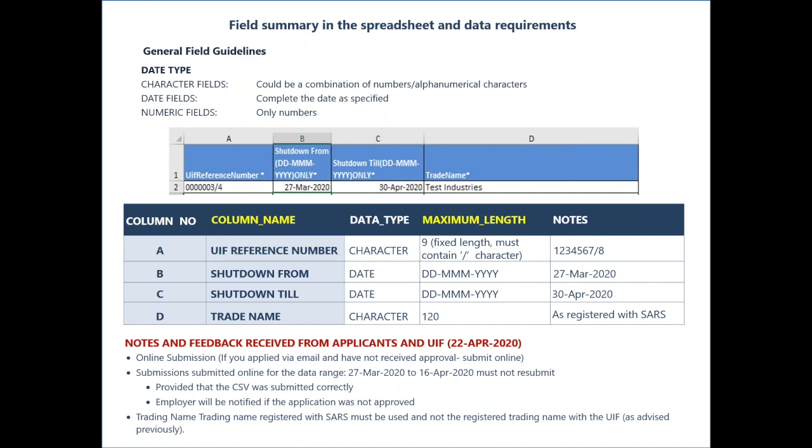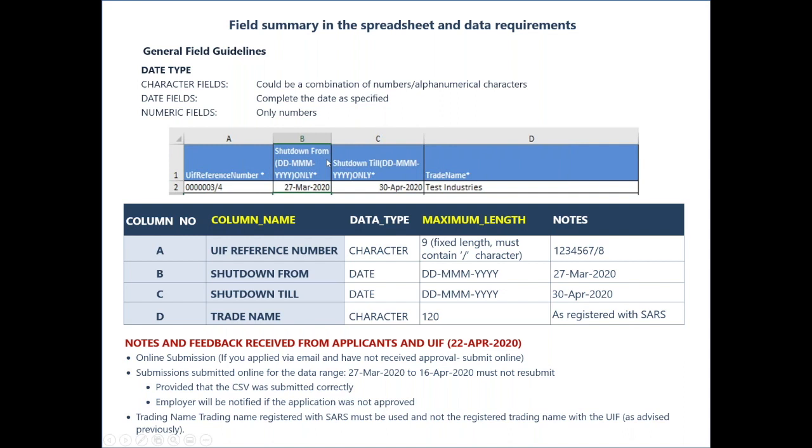Date fields, we've already covered that, and I think everybody should be clear by now that the date format is the format we've just indicated: 27-MAR, that's the shutdown date, 2020. Any date field must be in this specific format. Numeric fields, you are only going to capture numbers, no points, no spaces, and we bring that in as many times as possible as reminders for you to double check that you don't have any conflicting data in your spreadsheet.